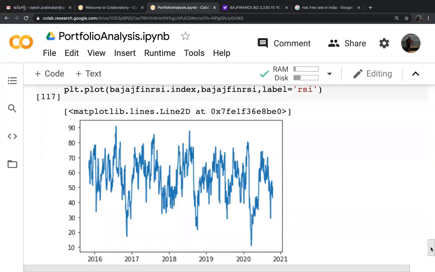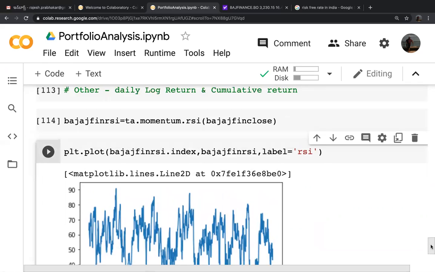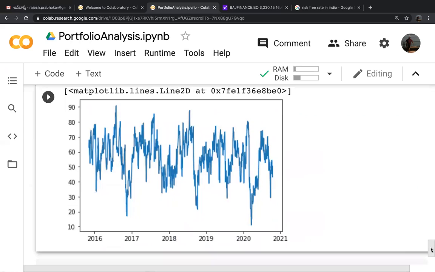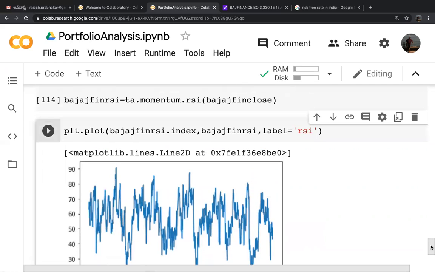So if you look at it, it is now close to 50. So it is now going down towards the oversold range. See here, RSI is going down to the oversold range. It is almost between 40 to 50. It is now trading between 40 to 50. So the RSI plot is saying it is trading at 40 to 50.